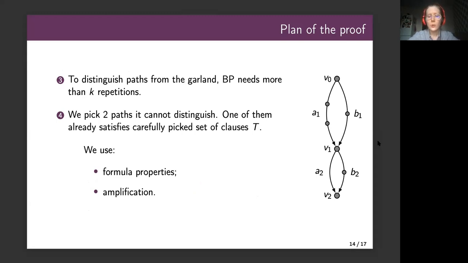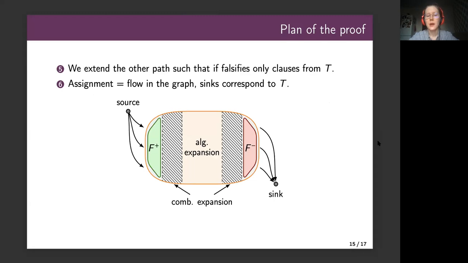Okay, so one of these paths already satisfies some carefully picked set of clauses T, and to pick this set of clauses, we use formula properties and we use the amplification trick. So now I would like to extend the other path in such a way that it falsifies only clauses from this set T. Then our paths would have different answers, one from T, the other definitely not from T. This is a contradiction for a correct branching program, and that is what we wanted. That would finish the proof.